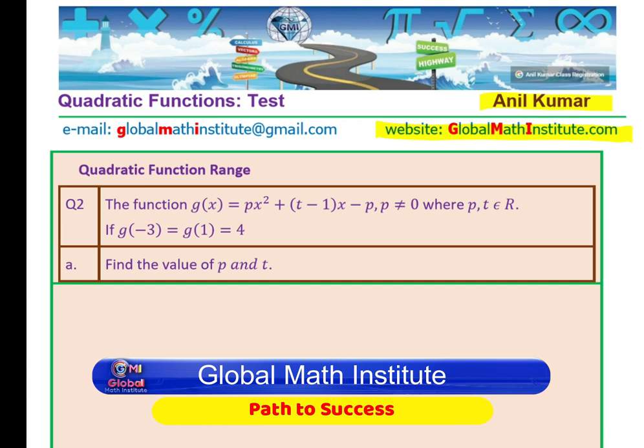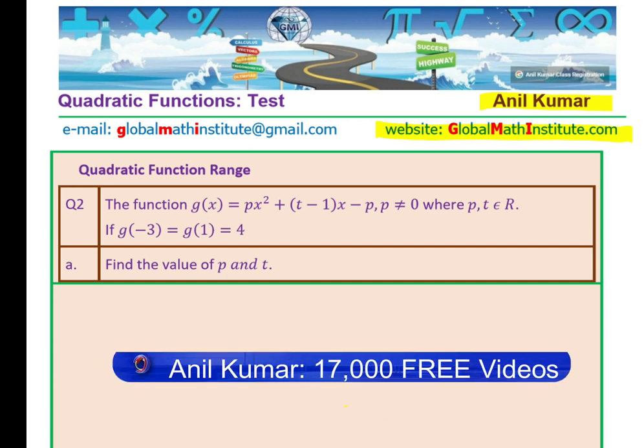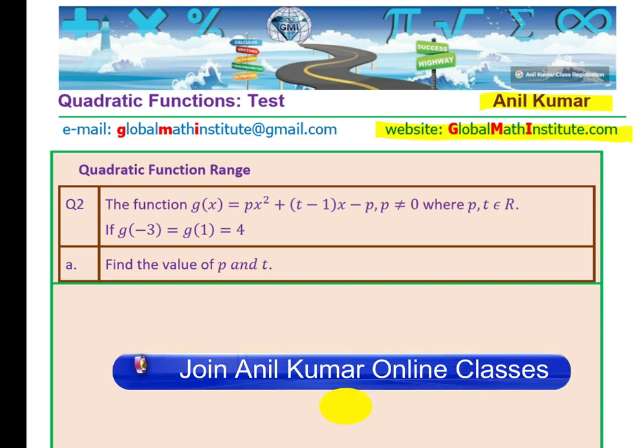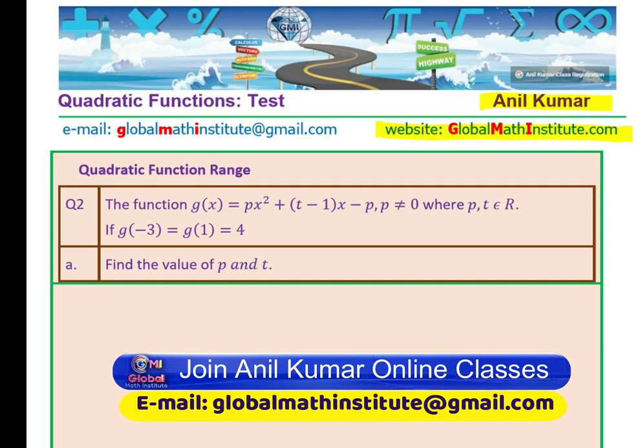The question before you is: the function g of x is equal to px squared plus (t minus 1)x minus p, where p is not equal to 0, and p and t belong to the set of real numbers. If g of minus 3 equals g of 1 equals 4, find the value of p and t. You may pause the video, answer the question, and then look into my suggestions.